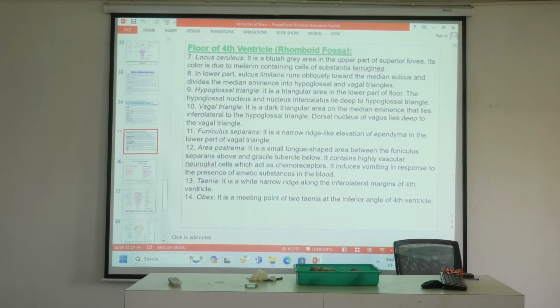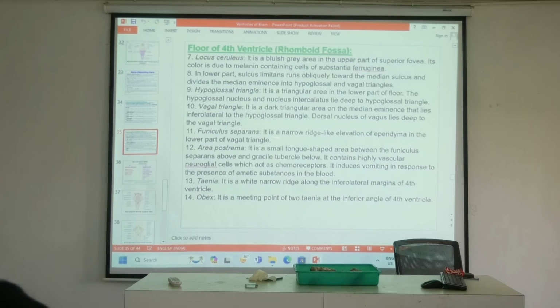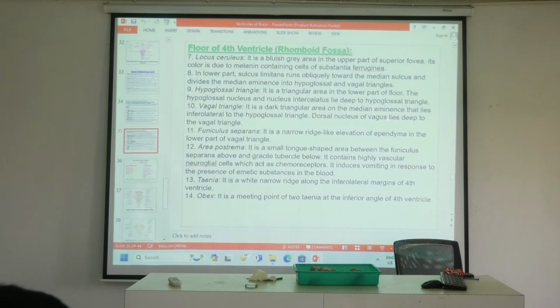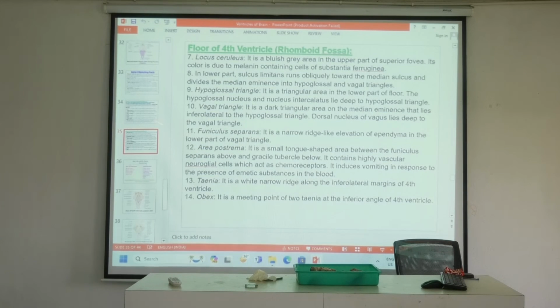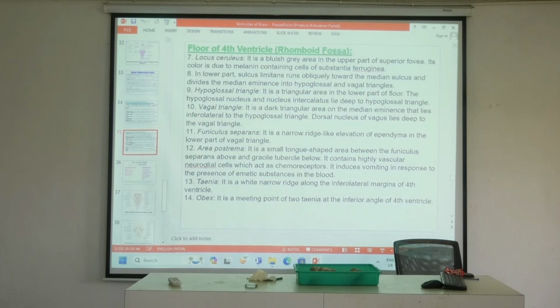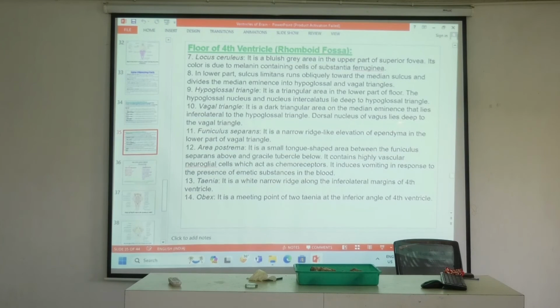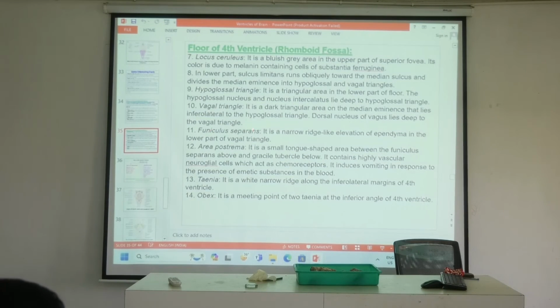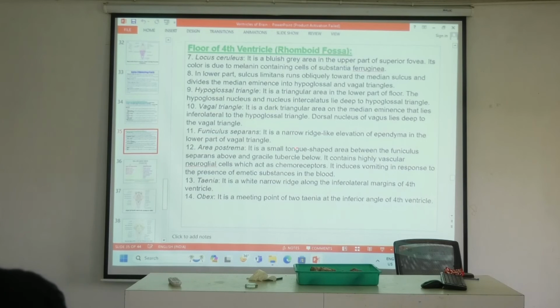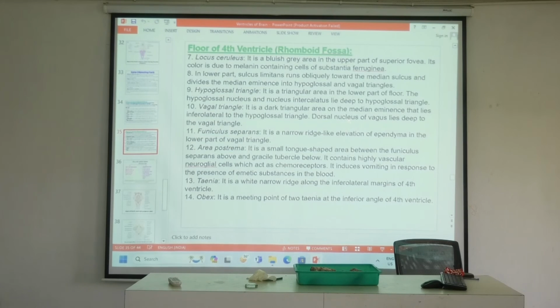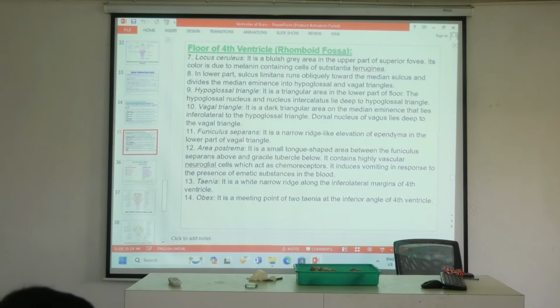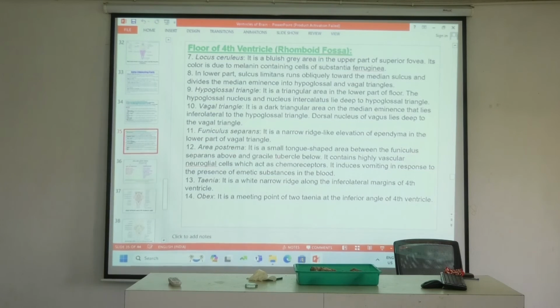You have seen in the picture. And the vagal triangle is a dark triangular area on the median eminence that lies inferolateral to the hypoglossal triangle. The dorsal nucleus of the vagus lies deep to the vagal triangle. Next is the funiculus separans. It is a narrow ridge-like elevation of ependyma in the lower part of the vagal triangle.